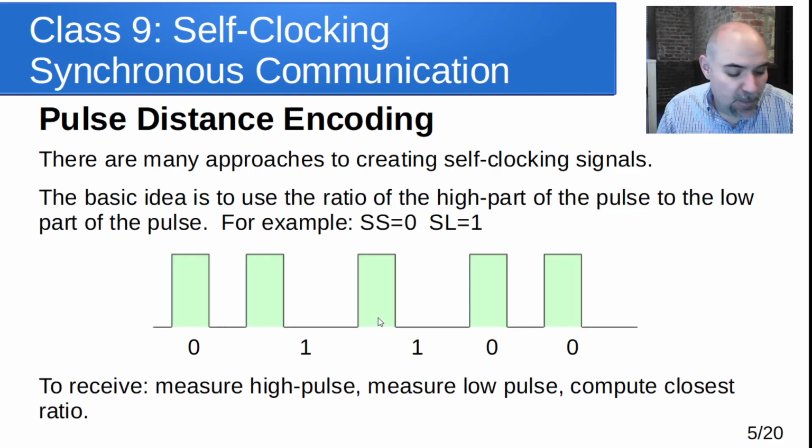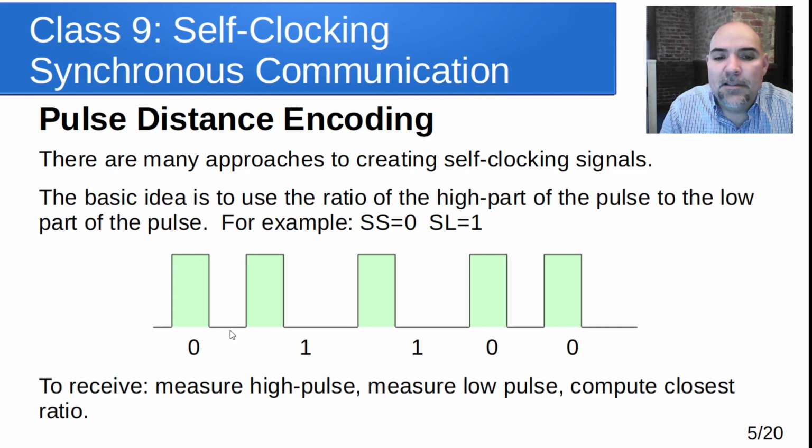All right, so the first one we're going to look at is a pretty simple approach called pulse distance encoding. The basic idea is you have a square wave that is high, low, high, low, and notice that's just like a clock. It ticks high, ticks low. So this looks a lot like a normal clock signal, but you'll notice there's something kind of funky about it, and that is some of the low pulses are longer than others.